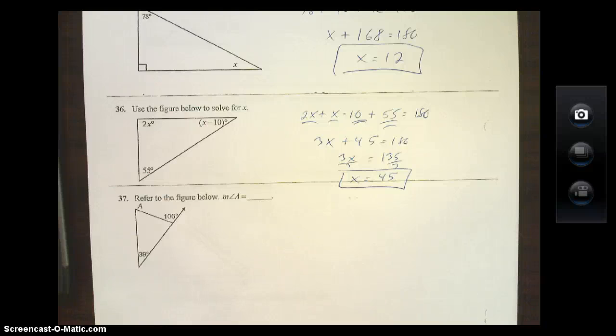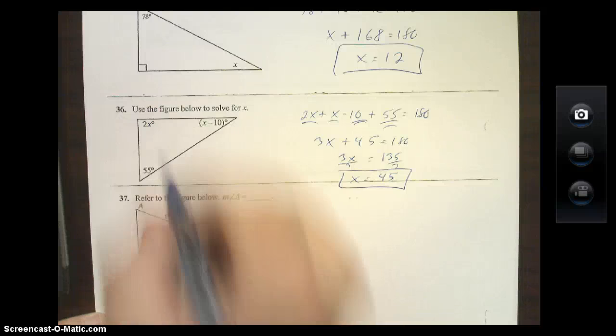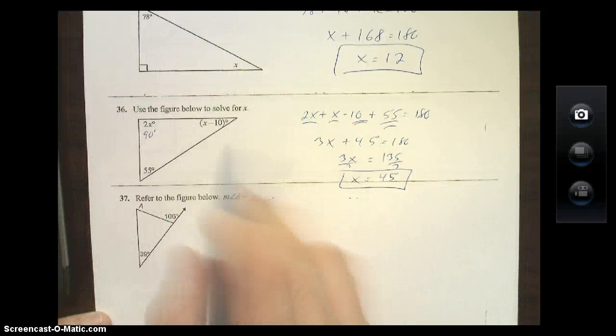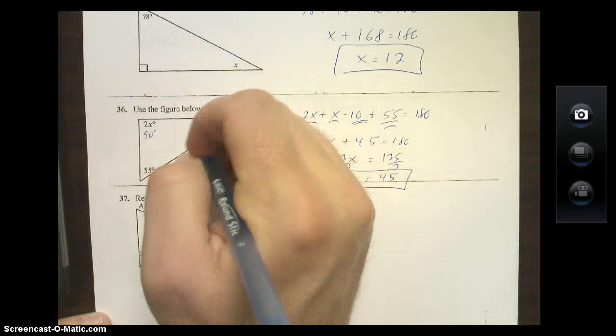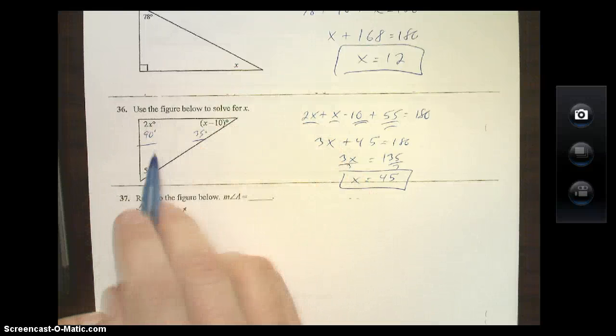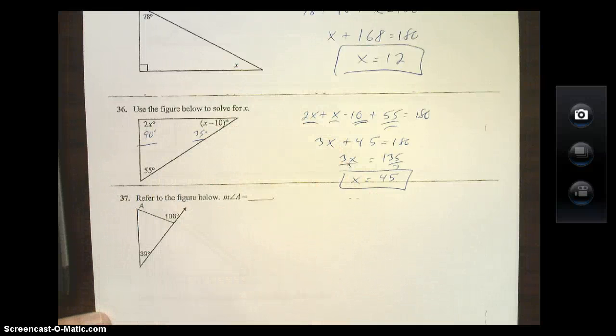Again, if you would like to and have the time, you can take this and plug it back in. 45 times 2 gives me 90 degrees. 45 minus 10 gives me 35 degrees. You can double check. 90 plus 35 plus 55 is 180. All's well.